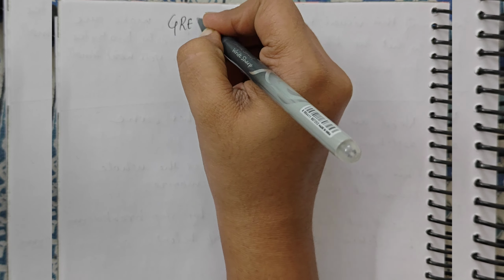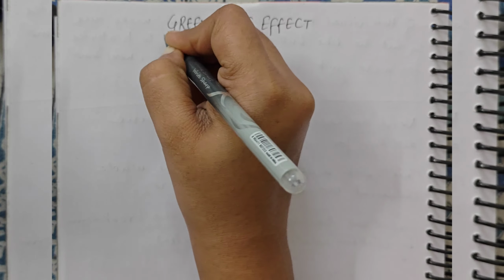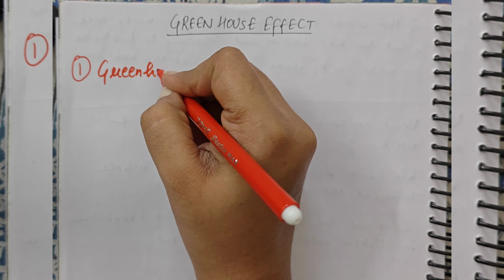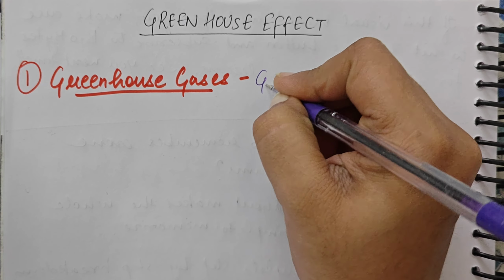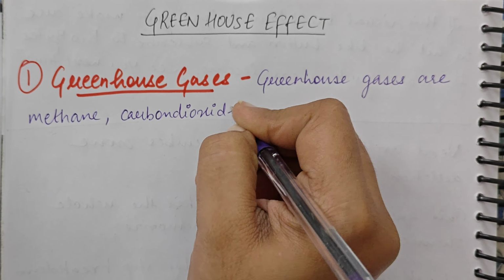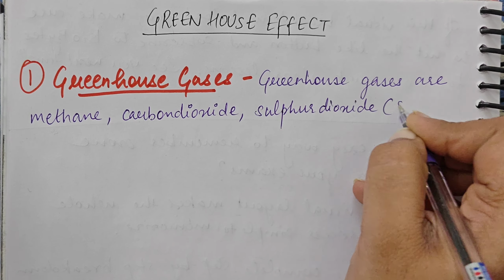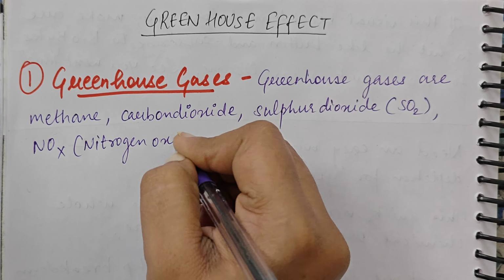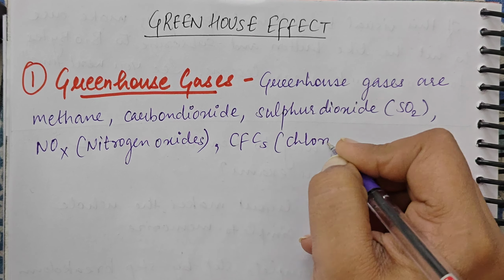Today we are breaking down a concept that completely shapes our planet's climate, the greenhouse effect. To understand this process, let's go through the main players, greenhouse gases, which include methane, carbon dioxide, sulfur dioxide, nitrogen oxide, and chlorofluorocarbons, released through many natural and human activities.